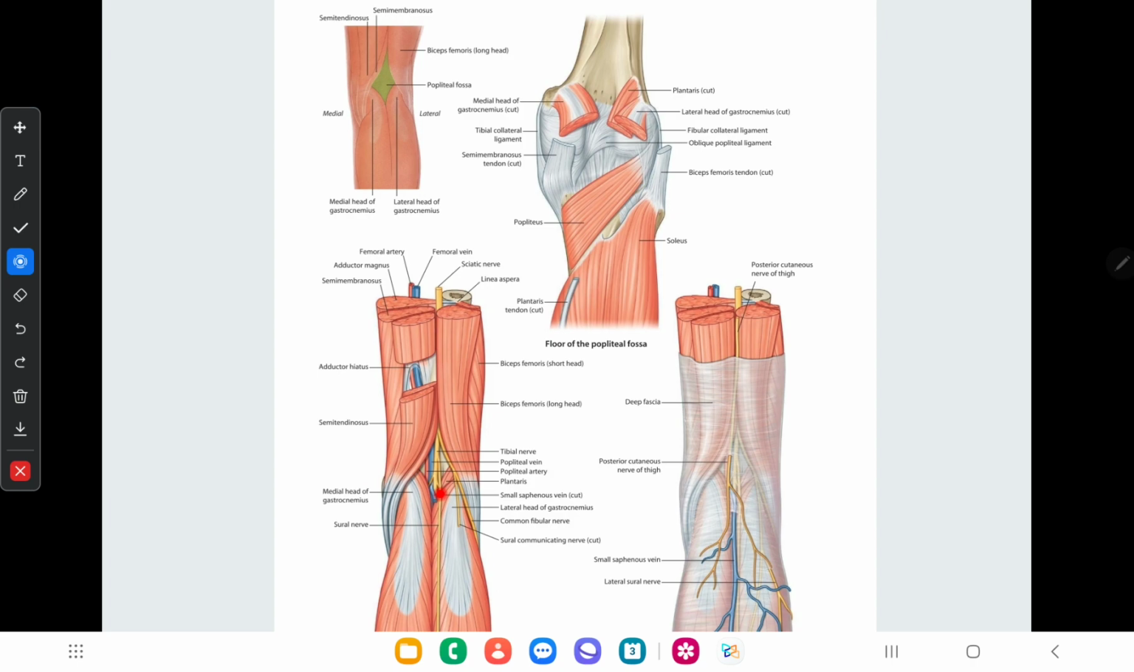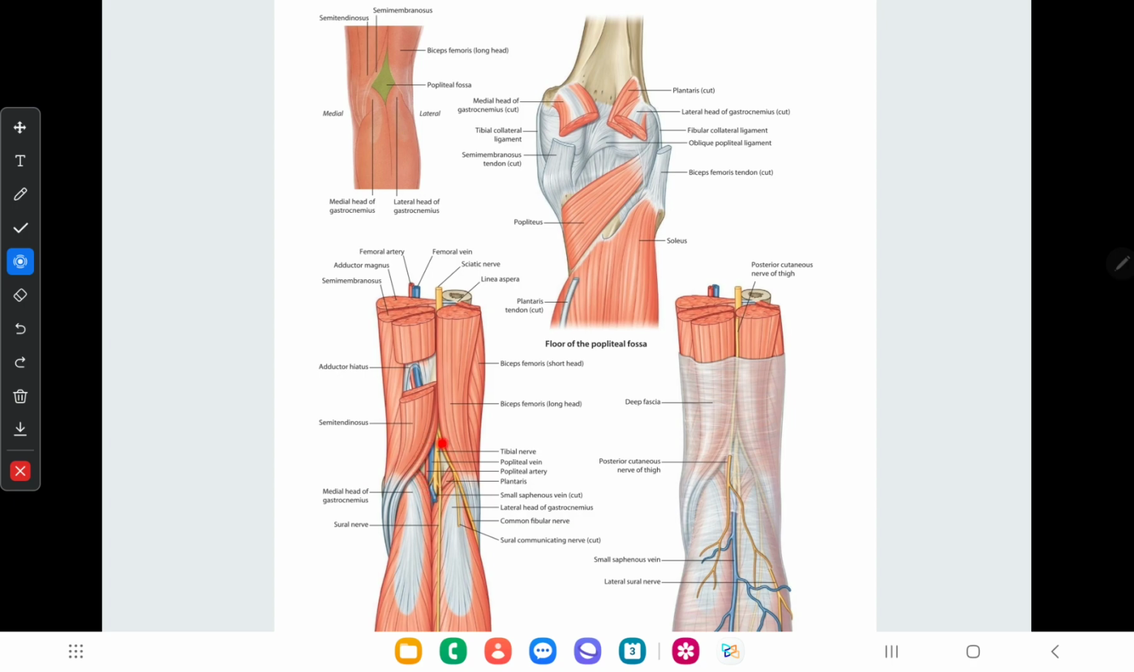And also there is the posterior cutaneous nerve of the thigh and the genicular branch of the obturator nerve. Connective tissues and lymph nodes are also contents of this popliteal fossa.